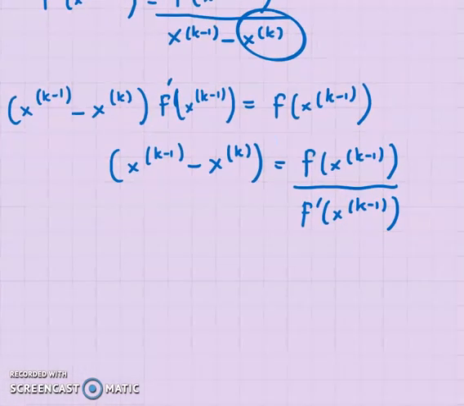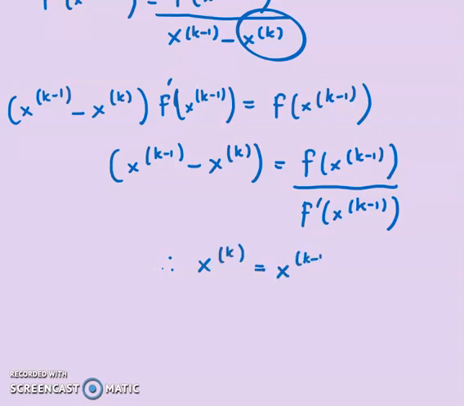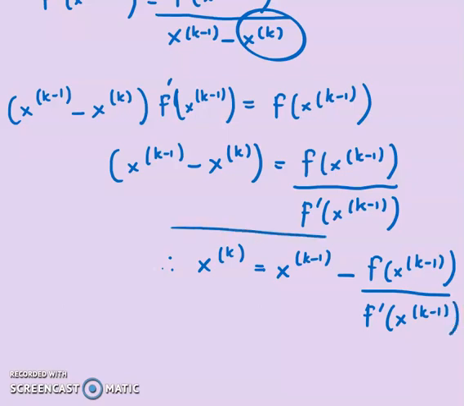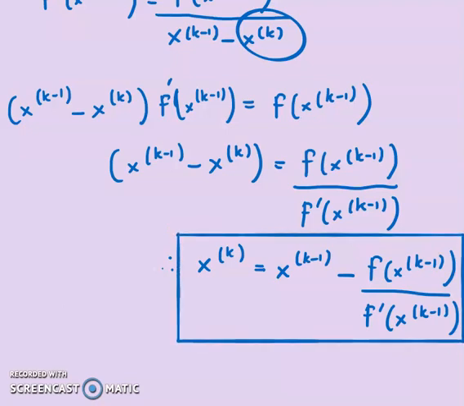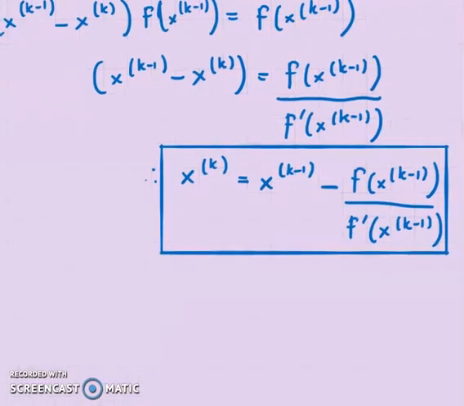Okay, so therefore, what is my x of this one? This minus with that. So we can say that to find the root, I need x_{k-1} minus f of x_{k-1} over f prime of x_{k-1}. Okay, so this is the famous Newton-Raphson formula. This is the Newton-Raphson formula.